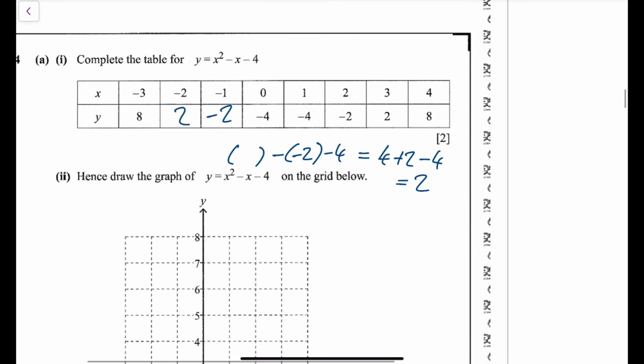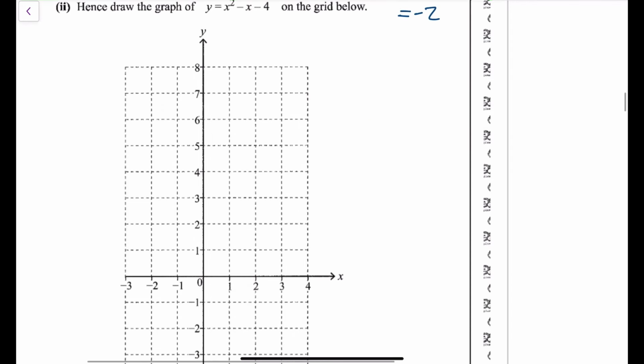So this one here, if I change that to be minus 1s. So to get this one, it would be minus 1 squared minus minus 1, and then minus 4. Minus 1 squared would be just plus 1. Minus minus 1 would be plus 1, and then minus 4, and that gives you minus 2. So if you don't see the symmetry method, or perhaps you can't use it in a different type of question, that's what you'd have to do.